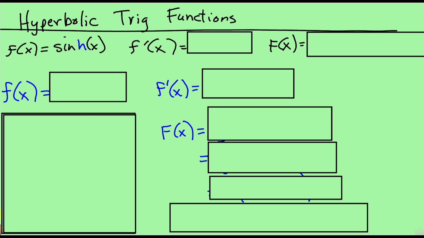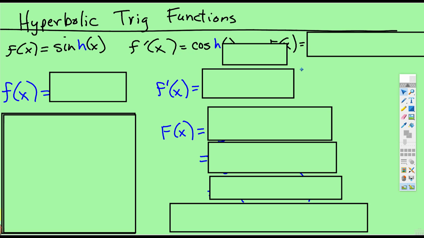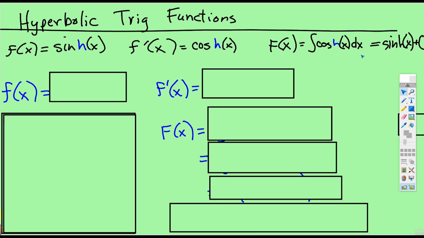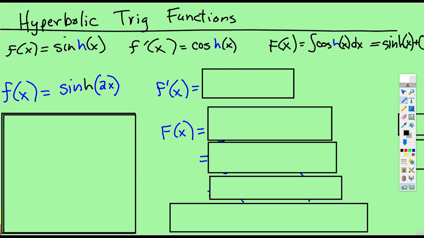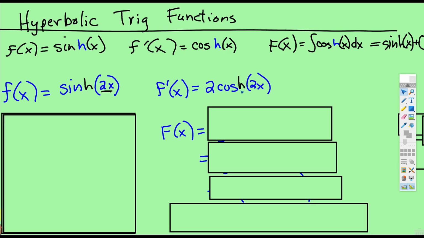All right, so let's do a couple of examples. If you're given f of x is sine h of x, the derivative is cosine h of x. And if you're to find the integral of cosine h of x, well, it's sine h of x plus c, since I made it an indefinite integral. But what happens when you have an argument in there with the x? So it's sine h of 2x. Well, the derivative would be cosine h 2x, but then multiply by the derivative of 2x. So you get 2 cosine h 2x. Now what if we want to integrate 2 cosine h 2x?